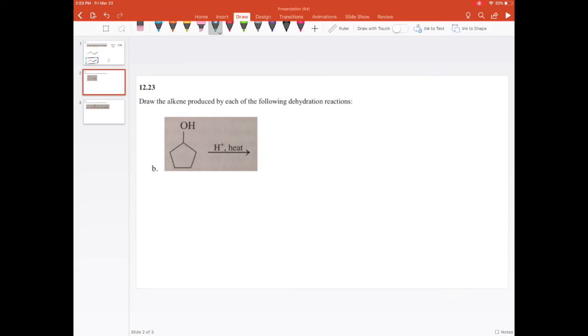Let's try it with a different molecule. The signs here, they do say in the problem, draw the alkene produced by each of the following dehydration reactions. So that's a good tip. But you could also recognize it because we have an alcohol and we have H plus and heat over the arrow. So what we're going to do here, let me just draw this here like so, H, and there is an H on one of these carbons next to it. And just for emphasis, I'm going to draw these in a different color.